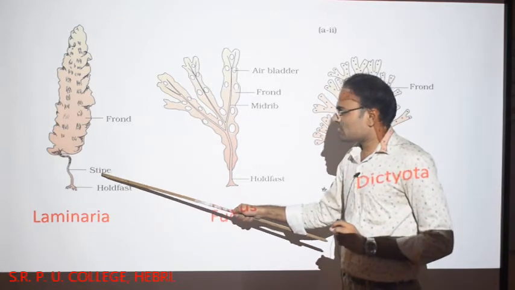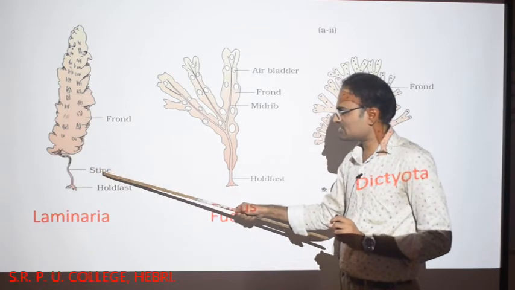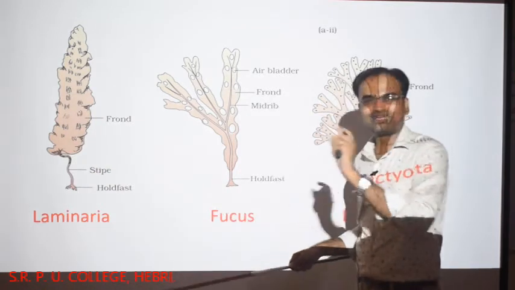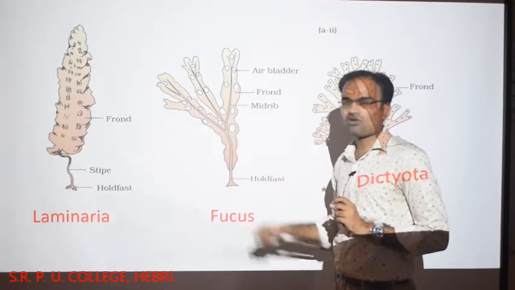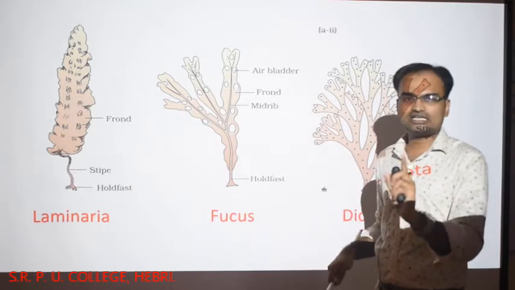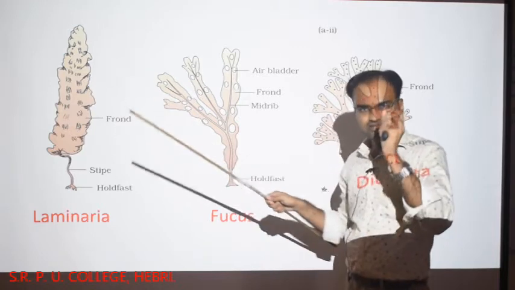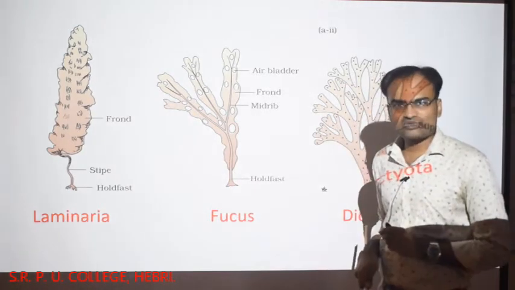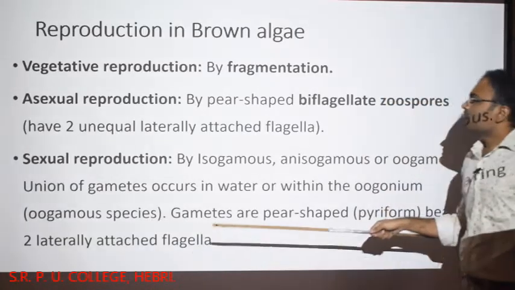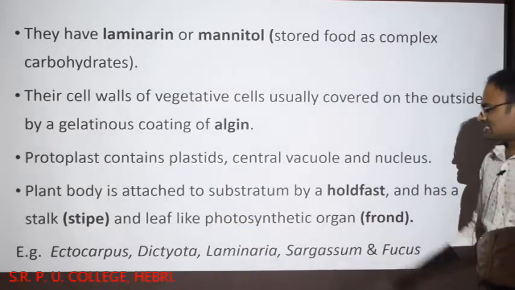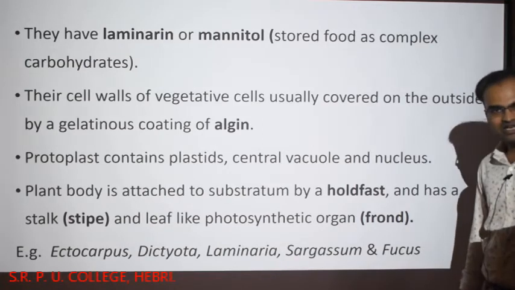And a stipe is present. This stipe acts as a stalk for the body. That means the stipe gives the mechanical support. And the upper expanded part is called a frond. This frond is the major site of photosynthesis. What it means is that the frond possesses the photosynthetic pigments as well as the xanthophyll, that is, the fucoxanthin pigments. Certain examples we have here: Ectocarpus, Dictyota, Laminaria, Sargassum, as well as Fucus.